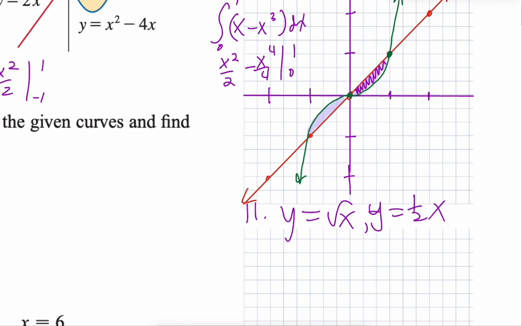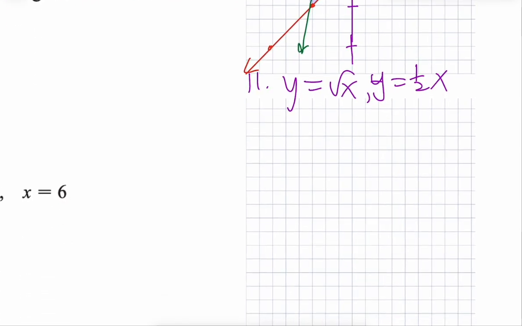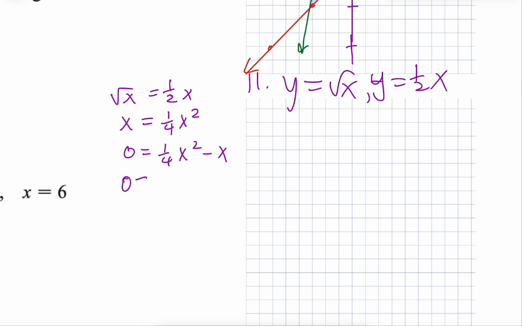And then finally, let's look at number 11 for area between curves. So number 11 was y equals the square root of x and y equals 1/2 x. Now, where does the square root of x equal 1/2 x? Okay. Now, we're going to square both sides. When we square both sides, we do get 1/4 x squared. Now, let's move that x to the other side. I like my highest power to be positive. I am going to multiply everything through by 4, just so it becomes a little nicer as far as factorization goes.